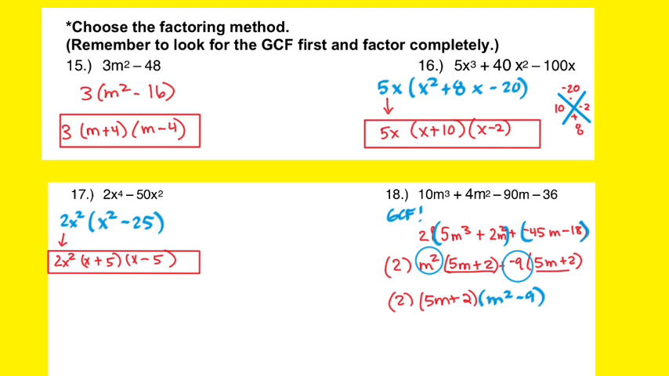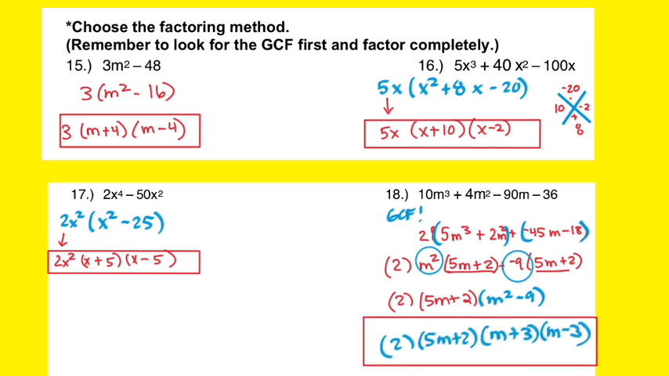If I didn't take out the 2, then this blue factor would have been 2m squared minus 18, and I might miss that that's a difference of 2 squares. But I could have taken out a GCF then too. But either way, I know that m plus 3, m minus 3 is my final answer, times 5m plus 2 times 2.